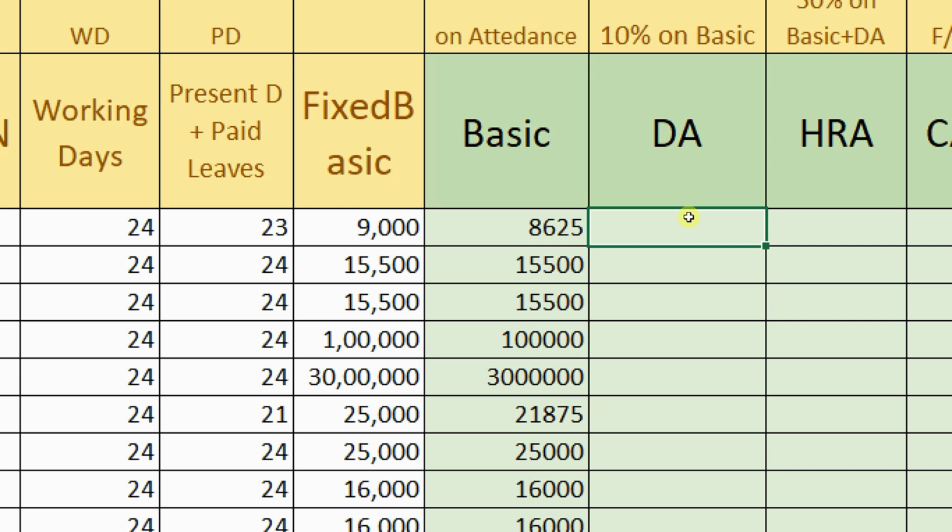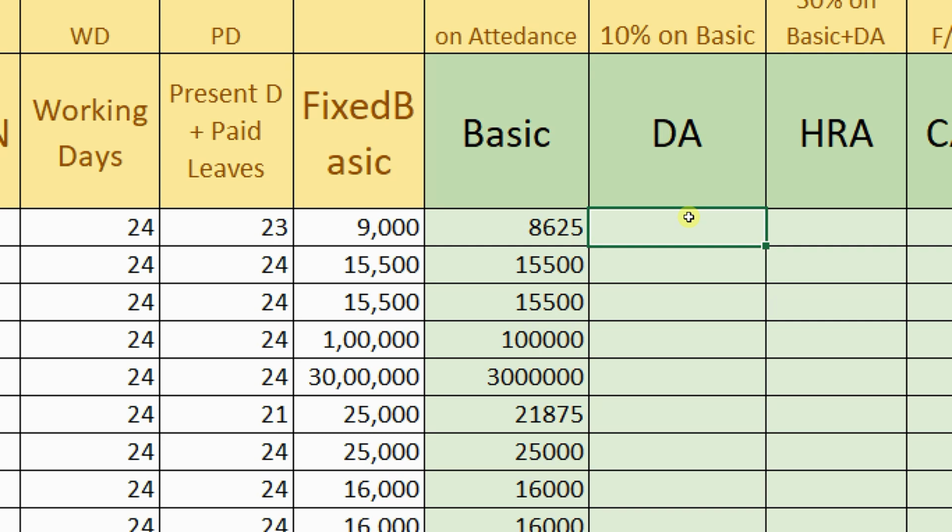DA. DA stands for what? Dearness allowance. To offset the impact of inflation, government employees will be receiving DA. A small example I will explain. Let's say your salary was 9,000 in the last year. To buy the basket of, you have any doubts?